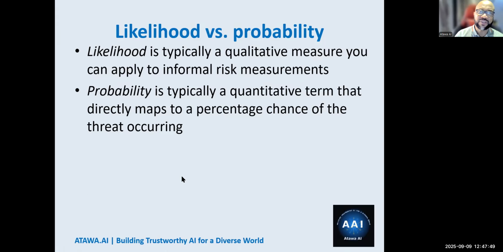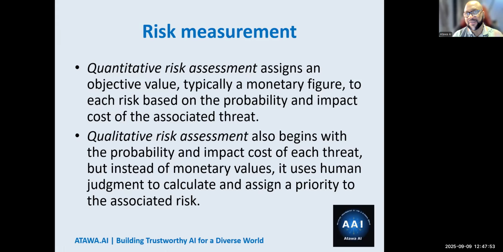In the next chart, we'll talk about quantitative and qualitative analysis, or risk assessment. For quantitative, we look at an objective value. I need a number, usually a monetary figure. For qualitative, I use language like likelihood, based on my expert judgment, and I assign a priority to the risk assessment.